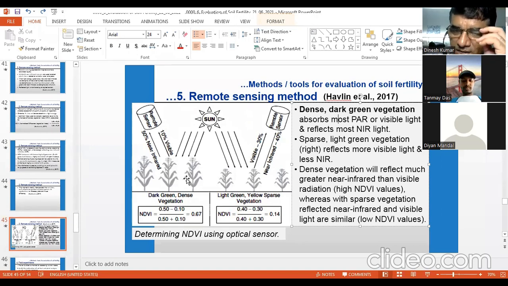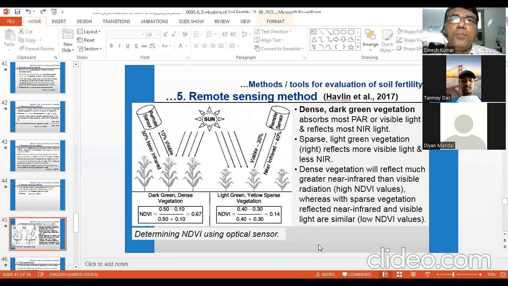You try to understand it, it is very easy to understand. The dense vegetation will reflect much greater near infrared than visible radiation. Here you will have high NDVI values, whereas with the sparse vegetation, reflected near infrared and visible light are similar. So now people have several models and things for ease in operation, and they have fixed certain levels of NDVI, and there are some more advanced things that are not required to understand at this stage.